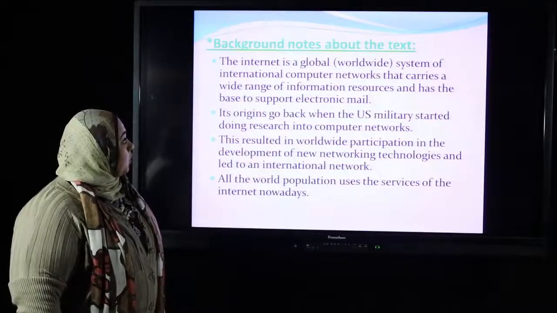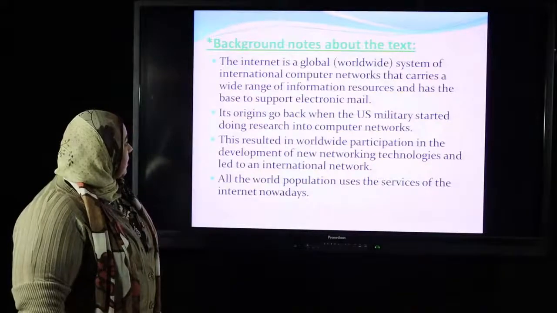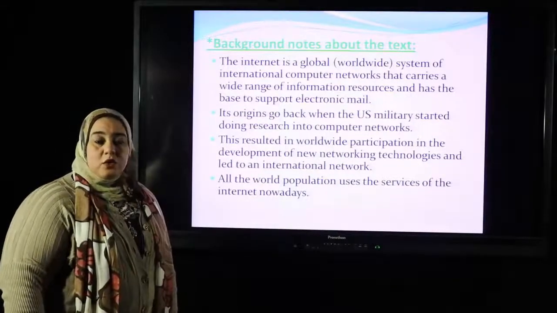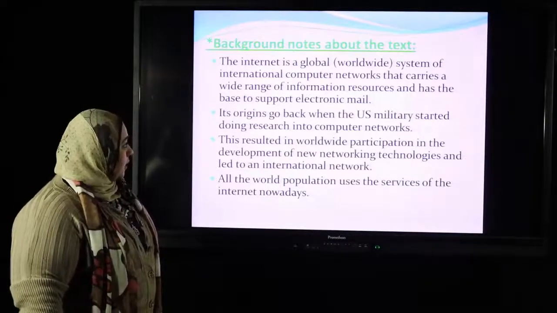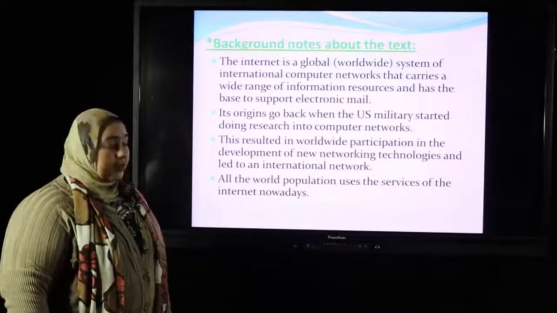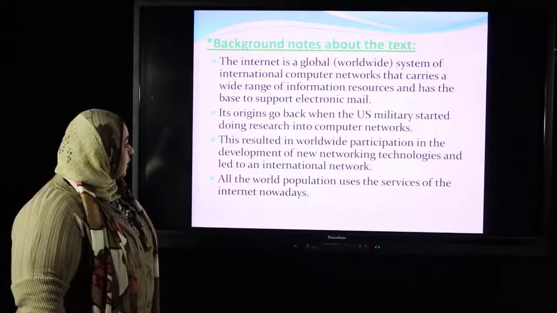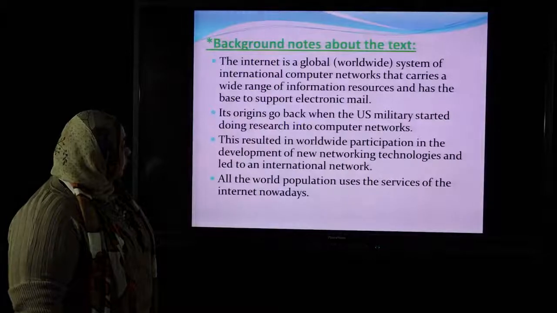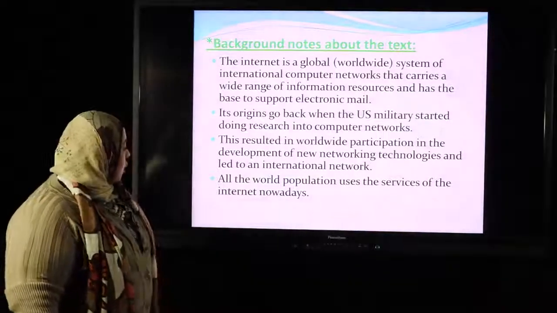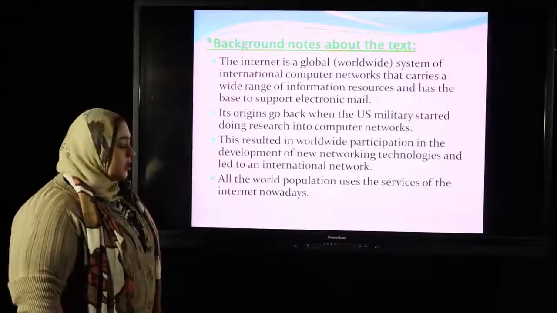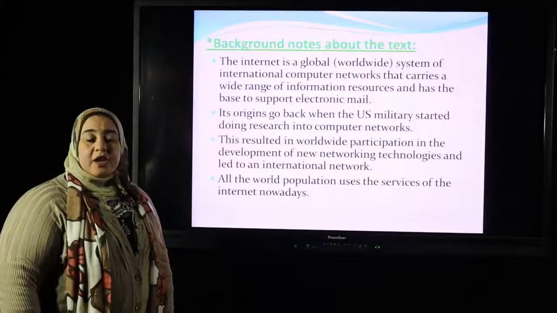The Internet is a global worldwide system of international computer networks that carries a wide range of information resources and has the base to support electronic mail. The Internet is a worldwide system. All of us can't live nowadays without using the Internet. Its origins go back to when the US military started doing research into computer networks. This resulted in worldwide participation in the development of new networking technologies and led to an international network, which is the network we are using nowadays. All the world population uses the service of the Internet nowadays. No one can live without the Internet. It helps us a lot in every field in our life.